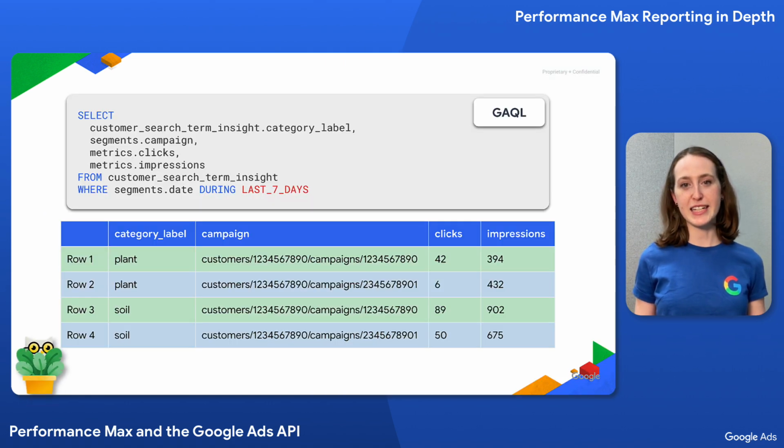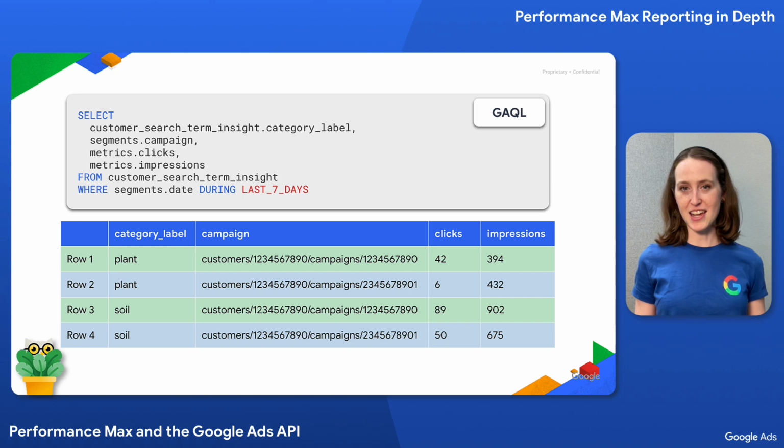The report data might give us the following information, showing us the plant category label has 42 clicks and 394 impressions for one campaign, and 6 clicks and 432 impressions for another. That click-through rate for the first campaign is quite a bit higher than it is for the second, so that could be an opportunity to drill deeper into the performance data for that campaign and search category.